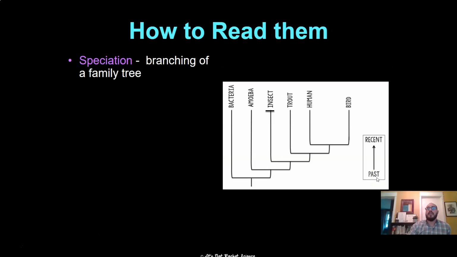And we'll get into that right now. So speciation: each one of these branches on the tree is showing you a speciation event.